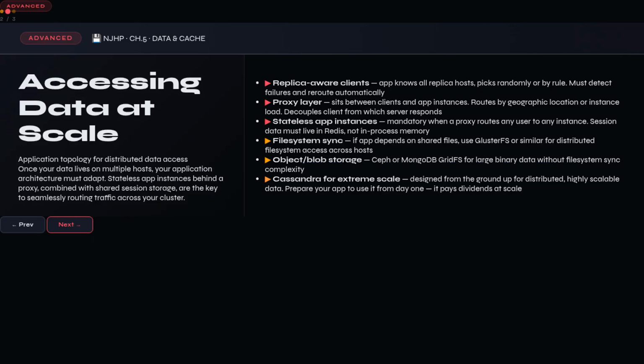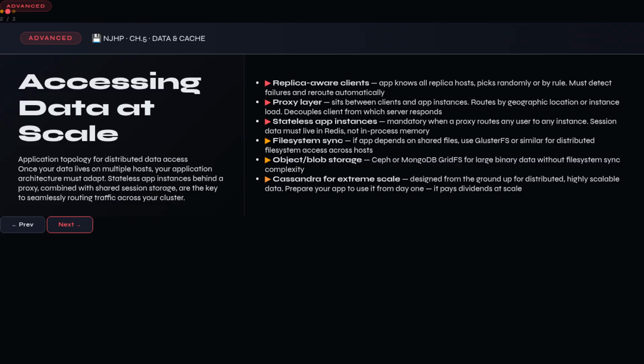Now that we understand how data is distributed across hosts, we need to talk about how your application accesses that distributed data reliably and efficiently. This is where application architecture meets data architecture. Your application needs to be aware of replication members and use them intelligently. The simplest approach is random selection. Your application knows the list of replica hosts and picks one randomly or round robin for each request. This provides basic load distribution.